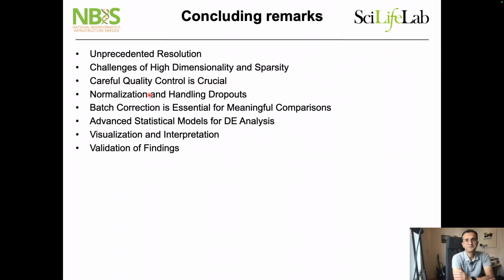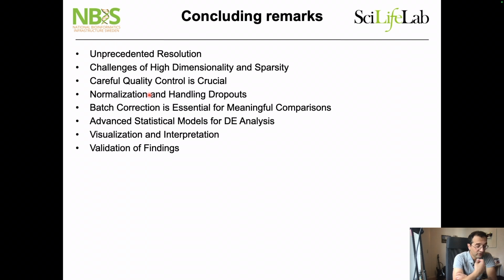Concluding remarks. Single-cell RNA-seq gives you an unprecedented resolution, but it comes with some challenges, like high dimensionality and sparsity. Thus, it's important to have a thorough quality control. And remember to have a proper normalization, and make sure to correct for the batch effect.